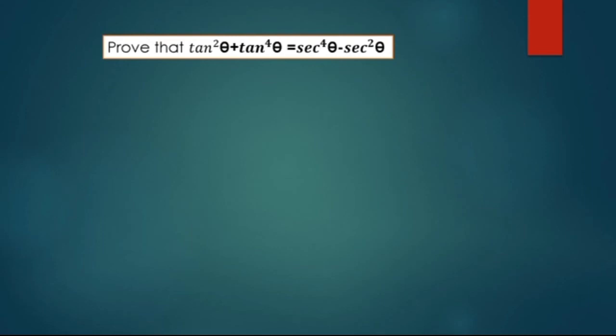Prove that tan square theta plus tan to the power of 4 theta is equal to secant to the power of 4 theta minus secant square theta. Solution. Here LHS is equal to tan square theta plus tan to the power of 4 theta. Now take common in these two terms. Here tan square theta is common. So tan square theta into (1 plus tan square theta).